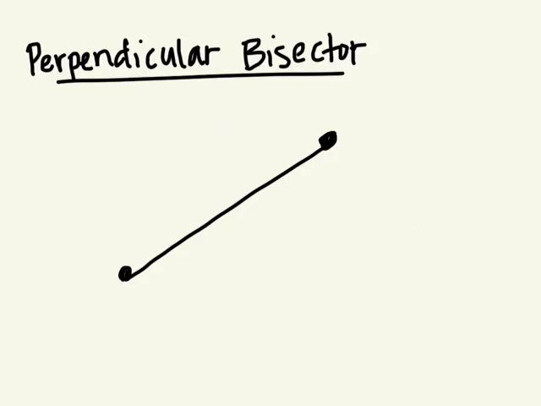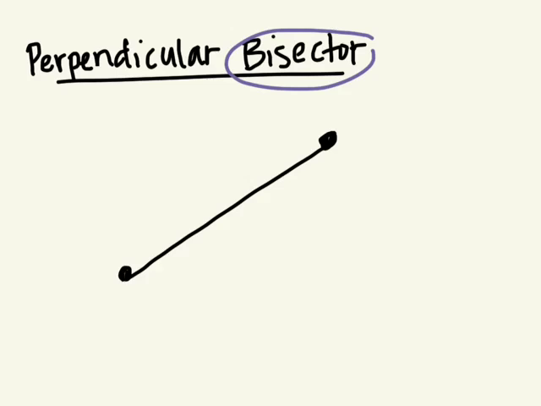So now we're going to be looking at perpendicular bisectors. What does it mean to bisect something? It means that you're dividing something into two equal parts. So first of all, a perpendicular bisector is a line that bisects another line.